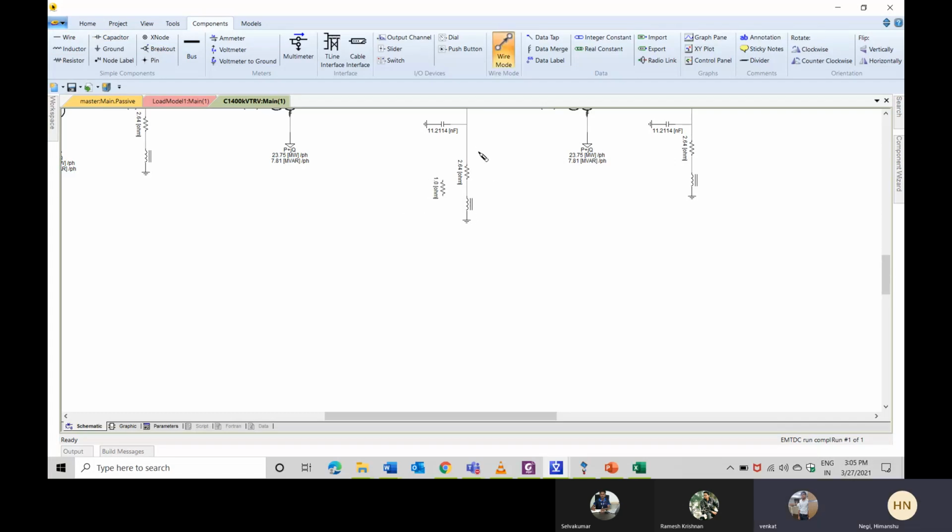Parallel to this, what I have to do is put the insulation resistance. Okay, the insulation resistance is parallel to this. And then the other thing we have to do is put the bushing capacitance value, which we have got from the customer, to ground. Bushing capacitance to ground. Like this we have to model.